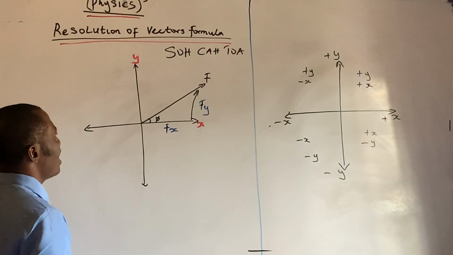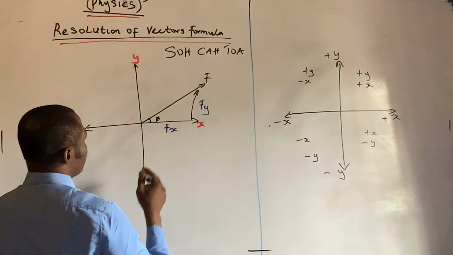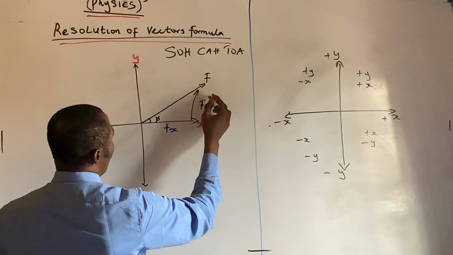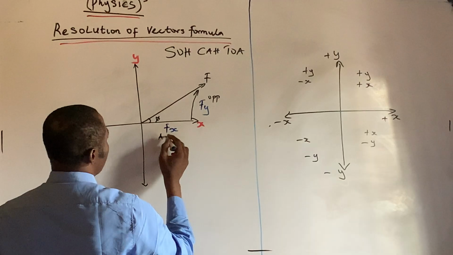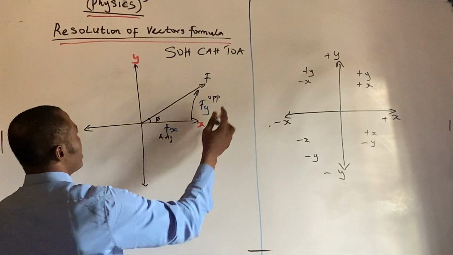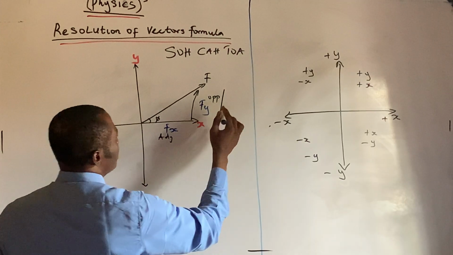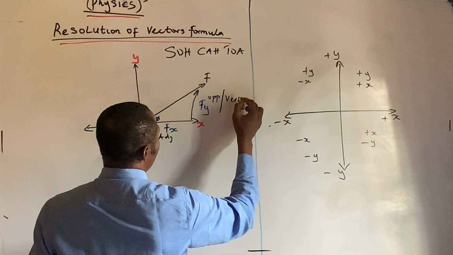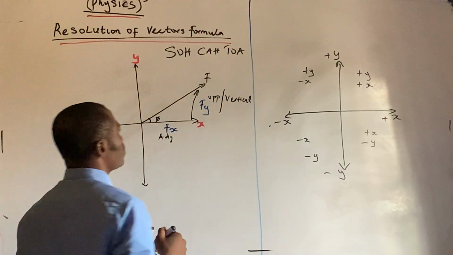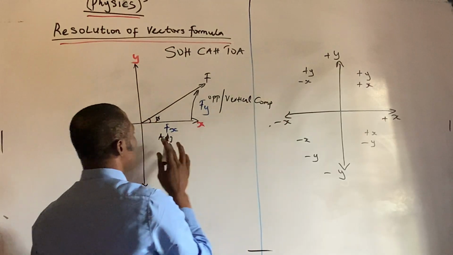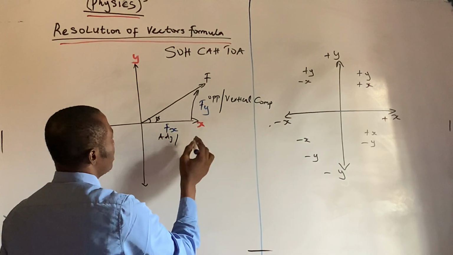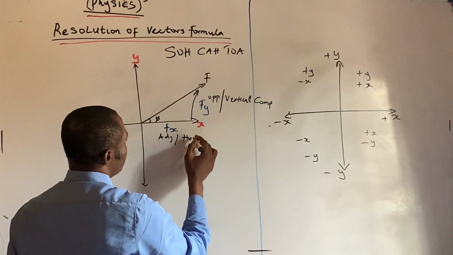Before I do that, I need you to understand that this is the opposite. Now, this is the adjacent. This is also known as the vertical component. This is also known as the vertical component. This is also known as the horizontal component.